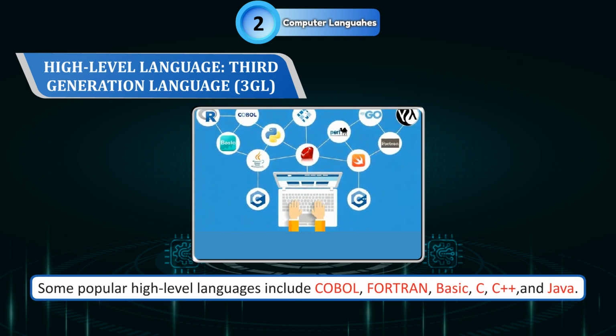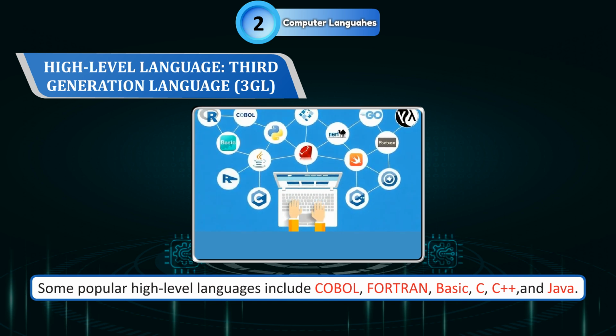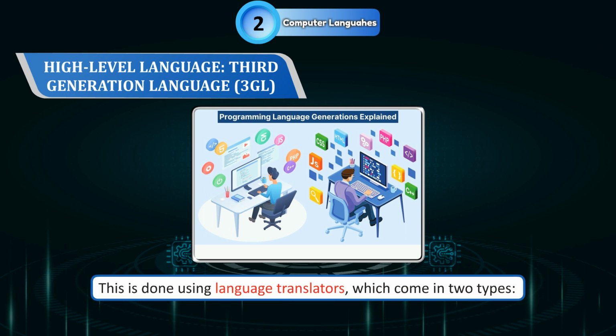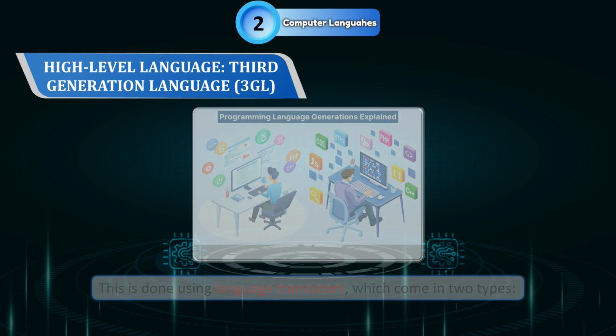Some popular high-level languages include COBOL, Fortran, BASIC, C, C++, and Java. Programs written in high-level languages need to be changed into machine language so that computers can execute them. This is done using language translators, which come in two types.